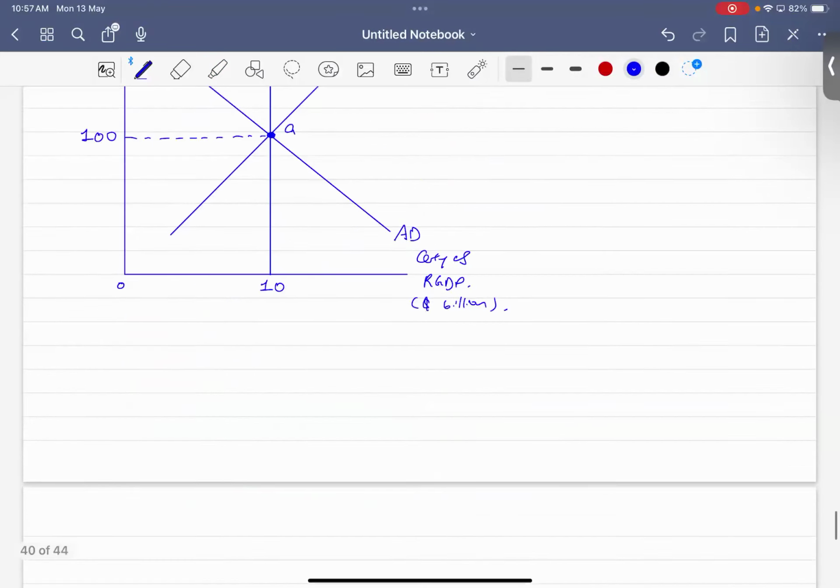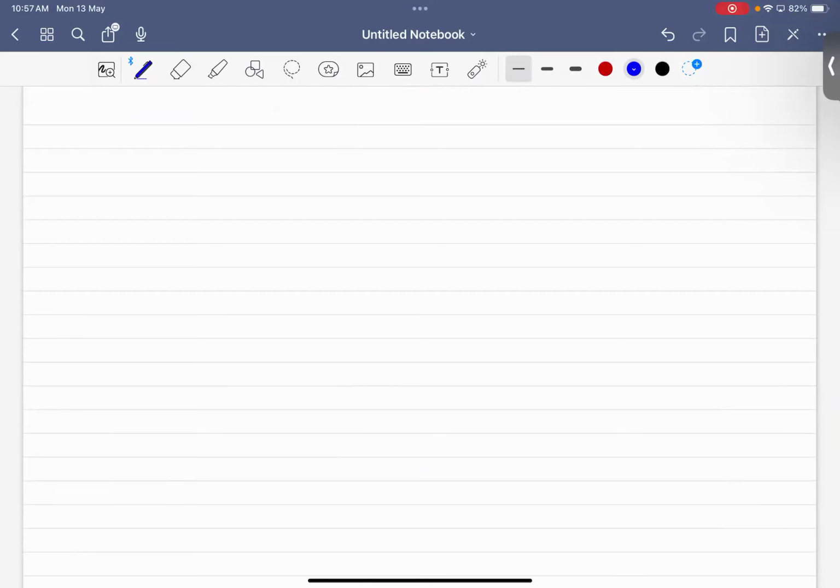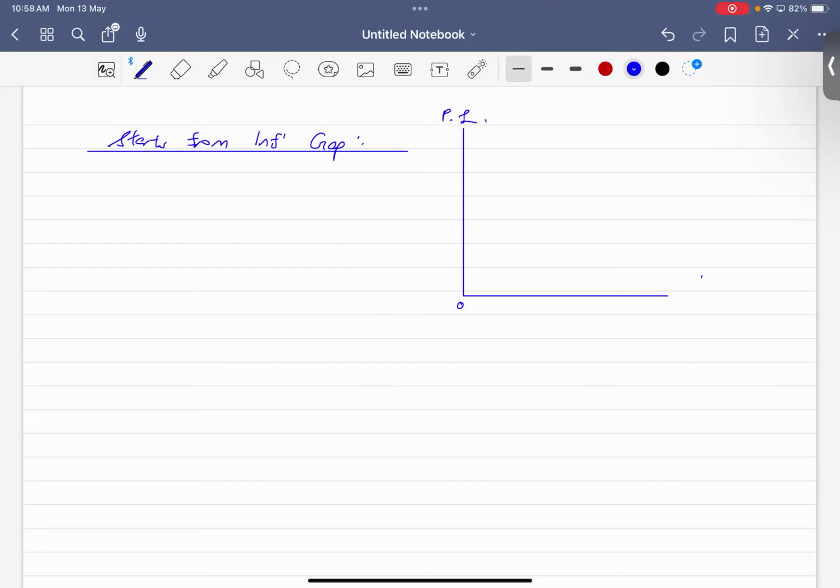I will continue this one later on. Let's say now I say starting from inflationary gap. So how? Y-axis, x-axis, origin, price level, quantity of real GDP, aggregate demand curve, SAS curve, and your LAS curve is here.